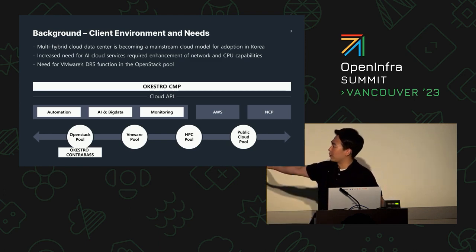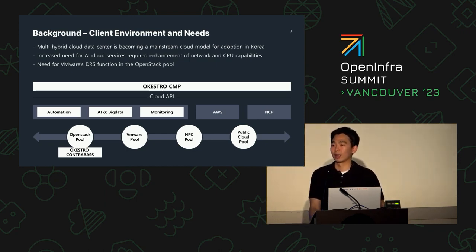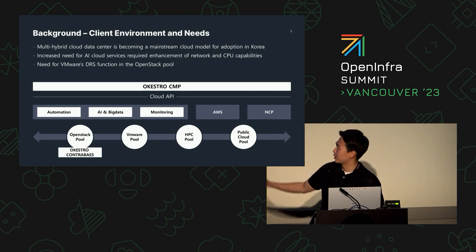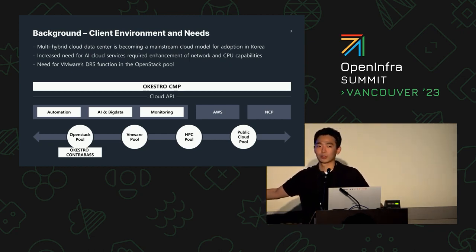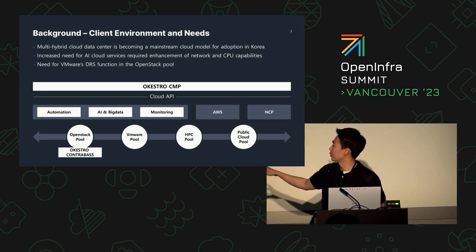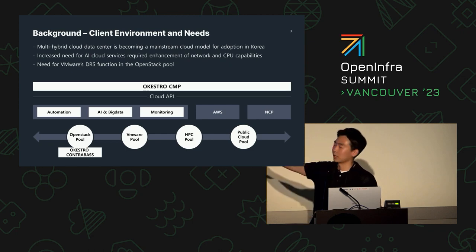To give you a brief introduction to the very summarized architecture of one of our clients' data centers, as you can see, they've adopted OpenStack and VMware for their private cloud. They've also adopted HPC for the AI cloud, so a high performance computing pool. And they also adopted the public cloud. All of these cloud environments are being managed in an integrated way by our CMP on the top.